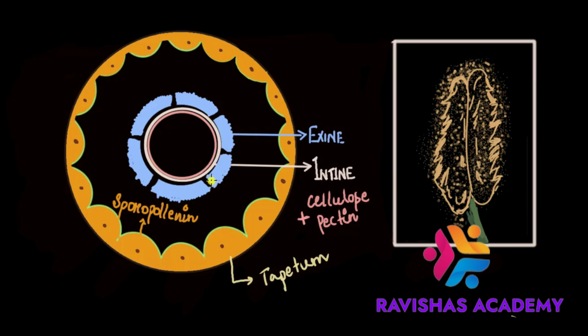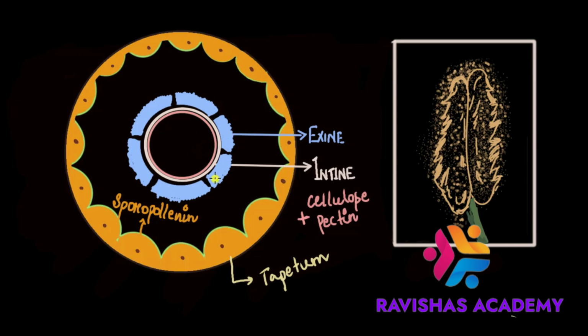And also, if this pollen happened to fall on parts where it should not fall, like on water or on soil, then this exine layer will make sure that this pollen is not degraded or destroyed. So these two layers are basically to protect this pollen when it is released outside.